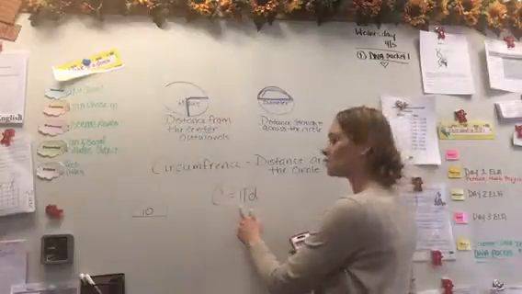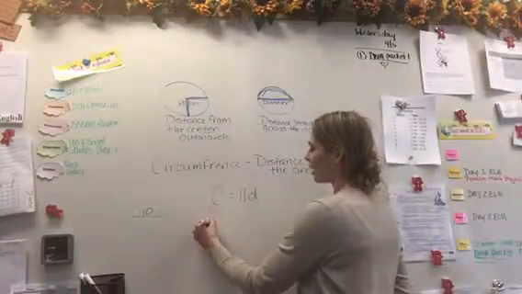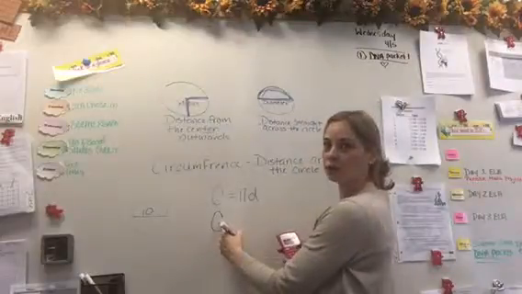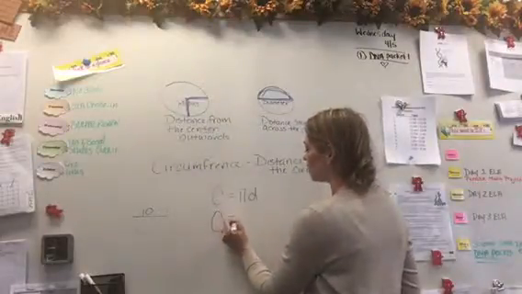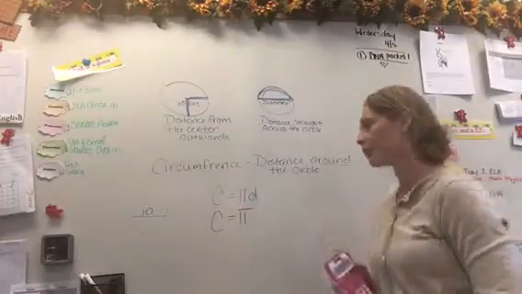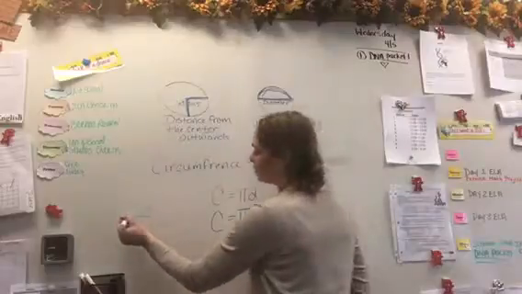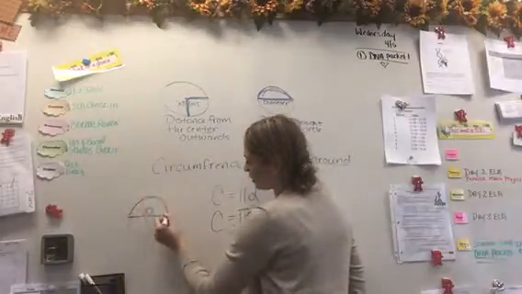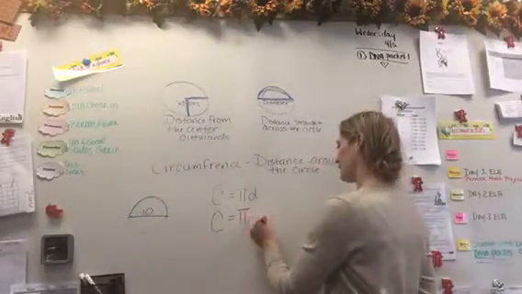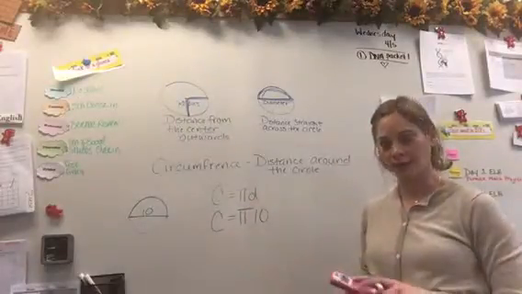I start with C equals pi d. Then I rewrite my formula, and I'm solving for circumference, so I still don't know that value. So C equals, I rewrite the symbol for pi, and I can tell on my circle that diameter, looking at this D in a visual manner, my diameter is 10. So I've rewritten my formula as C equals pi 10.